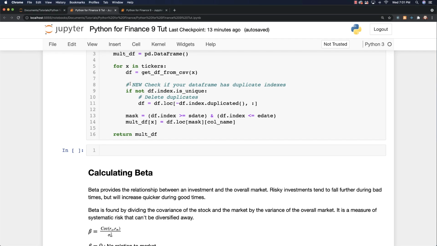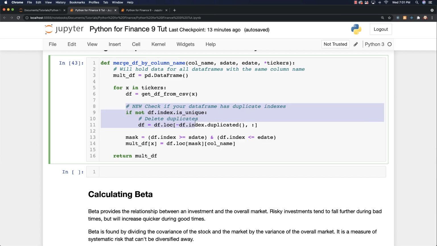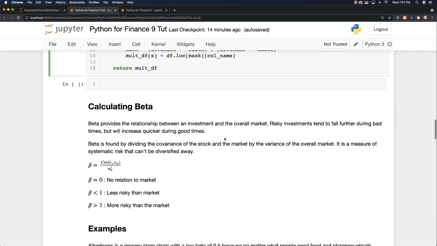Now, the only thing I did here inside of merge data frame by column name is change this little bit right here. Because very often, for some reason or another, your data gets corrupted and you end up getting duplicate rows. So what this code does right here is it gets rid of those duplicate rows for you. All right?